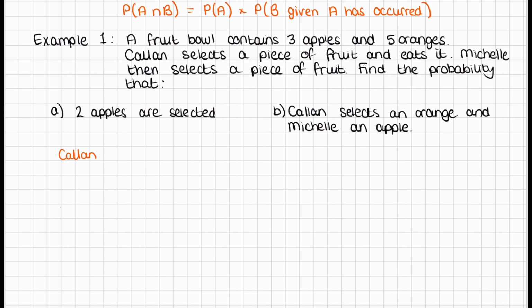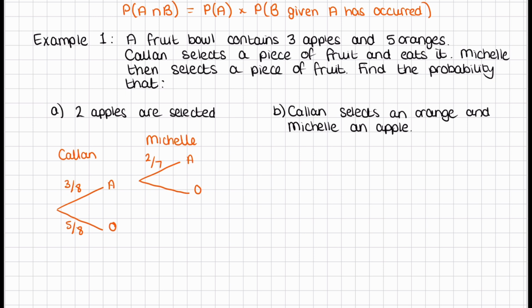Callan selects a piece of fruit. So when he selects a piece of fruit, we've got apples and oranges. There are 3 apples out of the 8 pieces of fruit, and there are 5 oranges out of the 8. Now, when Michelle goes to select her piece of fruit, if Callan has selected an apple first, that means there's 1 less apple in the bowl because he's eaten it, which means we now have 2 apples left out of 7 in the bowl. Because if Callan's already taken a piece of fruit out, it means there are now only 7 left.